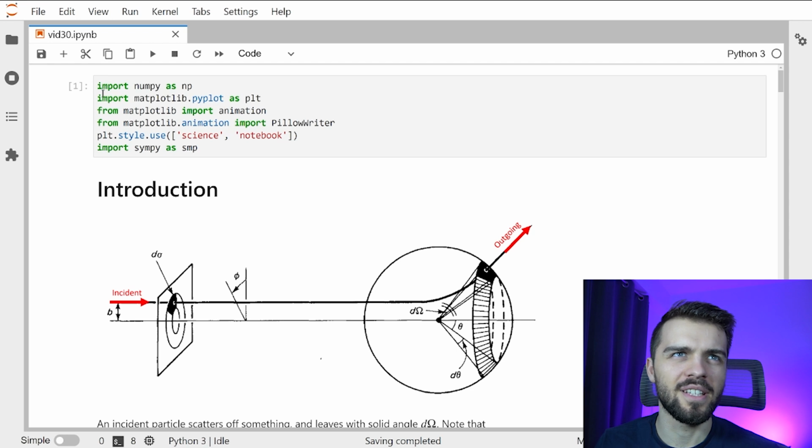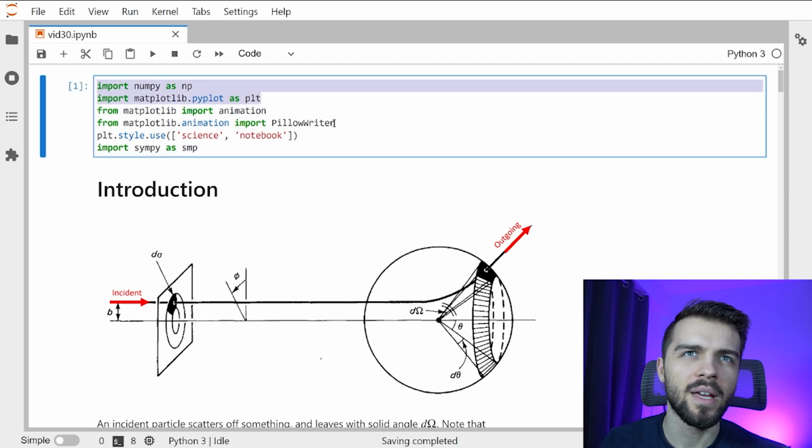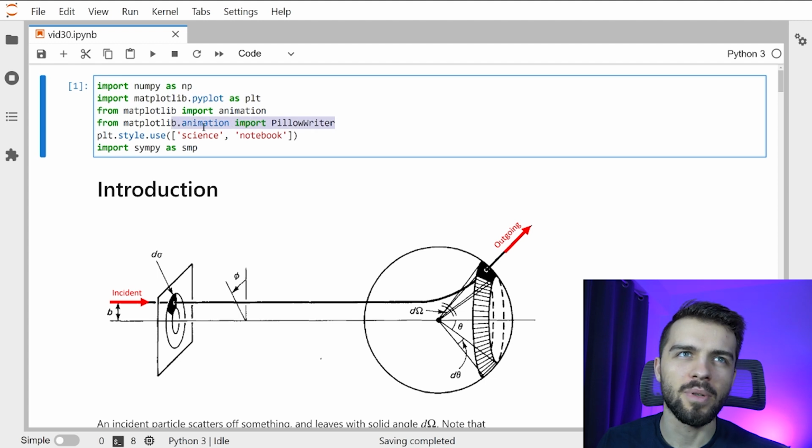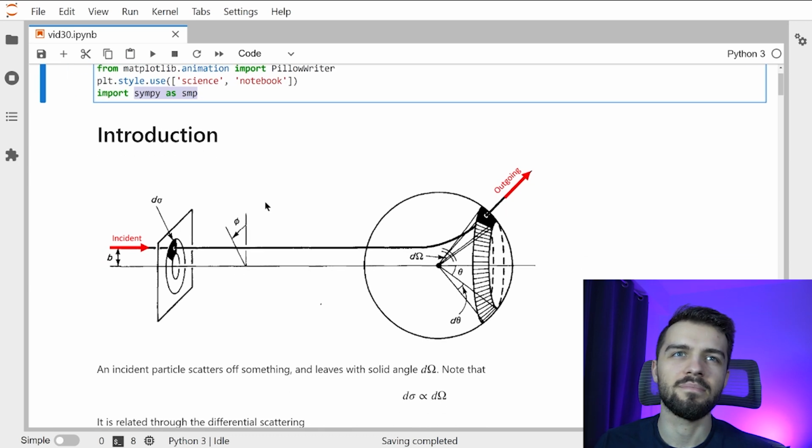So we have our packages today, not super complicated, NumPy and Matplotlib, as you're used to seeing. We're going to do some animation, so I have those imported. I have the nice plotting style used as well. And of course, SymPy is going to play a major role in this video. One of the main things I want to show off in this video is how powerful SymPy can be when dealing with these horrible algebra equations. So you'll see that soon.